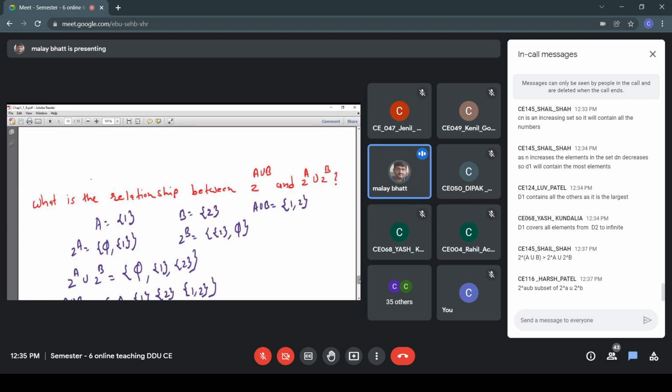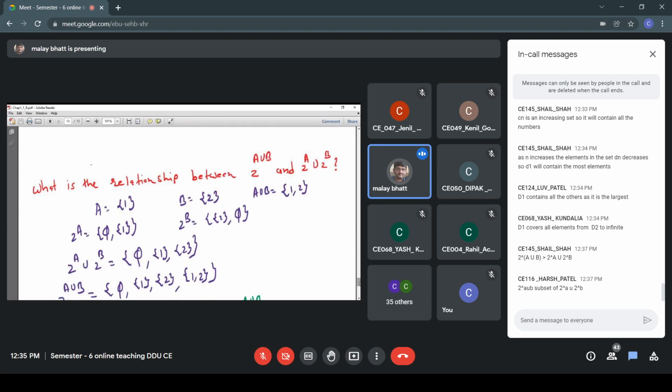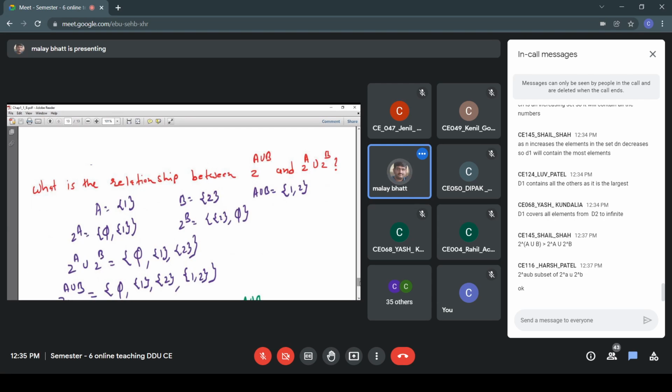Very simple example I have taken to understand the process. A is 1, B is 2. A union B is taken as {1, 2} because it is the union of two sets. Now 2 raised to A, which is a power set, includes the empty set and {1}, all the subsets of the set A. 2 raised to B includes again the empty set and {2}, all the subsets of set B. So when you take 2 raised to A union 2 raised to B, it will give only 3 elements: the empty set, {1} and {2}, because the empty set is the common element.